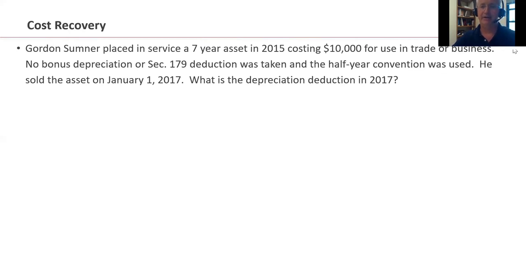So Gordon placed a 7-year asset in service in 2015. It cost $10,000. It was used in a trader business. There's no bonus or 179, so we'll talk about those later, but this is just a simplifying assumption. The half-year convention applied during 2015. He then sold that asset in January of 17. So what we need to do is figure out how do we calculate depreciation for 2017, the year in which he sells the property. So notice he sold it on the very first day of the year.